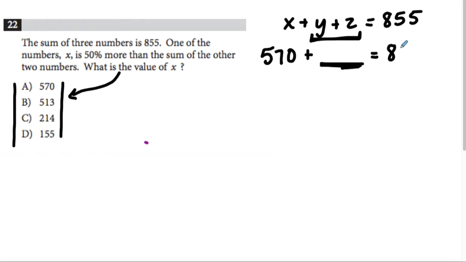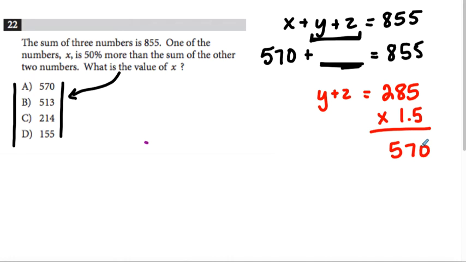All right, so I'm going to plug it into the equation I wrote. That's telling me that y plus z would be equal to 855 minus 570, which gives me 285. So I'm going to test, is 285 times 150%, so 1.5, does that give me 570? If it does, then 570 is the number because 570 is 50% more than the sum of y plus z. So I'm going to do 285 times 1.5, and that actually gives me 427. So 570 is not my number.